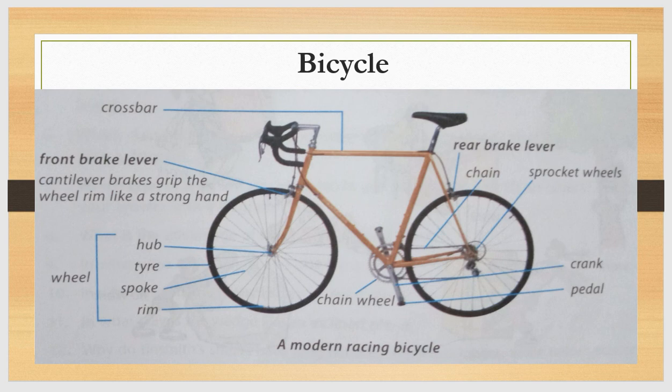But if you want to go uphill, or to climb up the hills, you have to change the structure of the cycle. You have to change the sprocket wheel and the chain wheel. One should be larger and the other should be smaller. So I hope you understood it well. This is the end of this lesson.